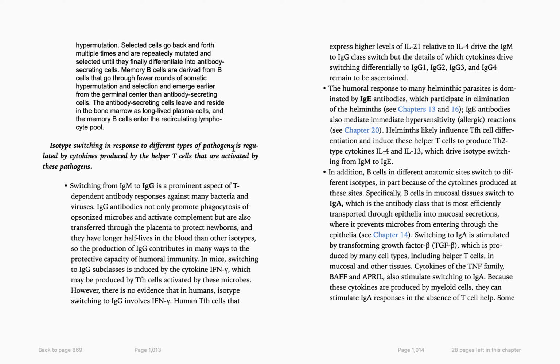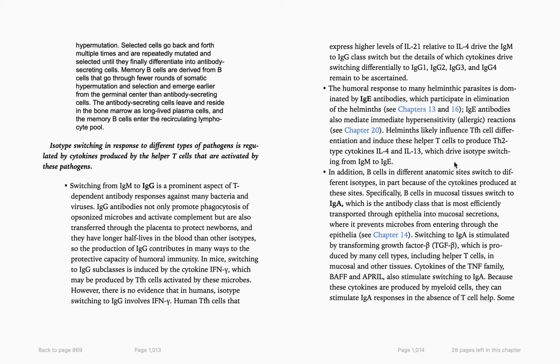So, in summary, a humoral response to many helminth parasites is dominated by IgE antibody, which participates in elimination of helminths. IgE antibody also mediates immediate hypersensitivity allergic reactions. Helminths likely influence T follicular cell differentiation and induce these helper T cells to produce T helper 2 type cytokines, interleukin 4 and interleukin 13, which drive isotype switching from IgM to IgE.